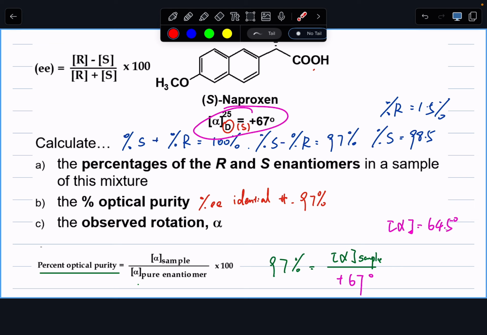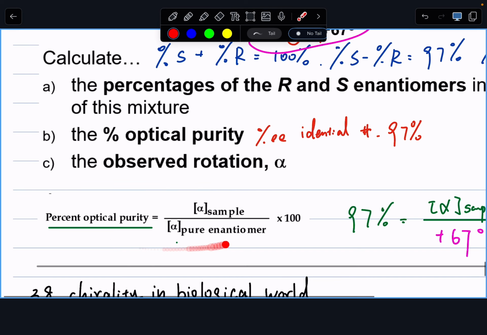Yeah. Can you explain the calculation for C one more time? For C, the observed. This one we're using the equation: percentage optical purity equals the alpha of the sample, that's the rotation of the sample, which is what we're looking for, over the specific rotation of the pure enantiomer. And this one is given in the question here. All right, and just plug in numbers to get a result.